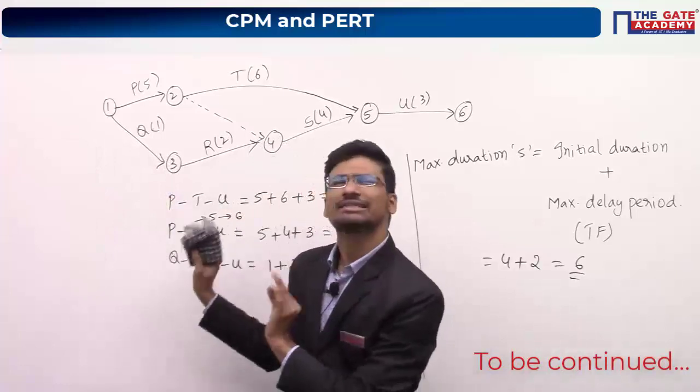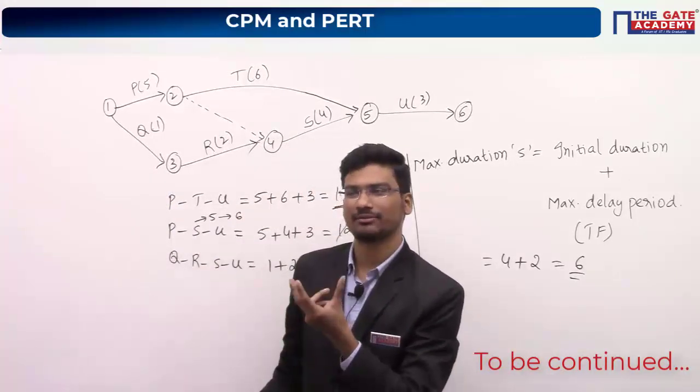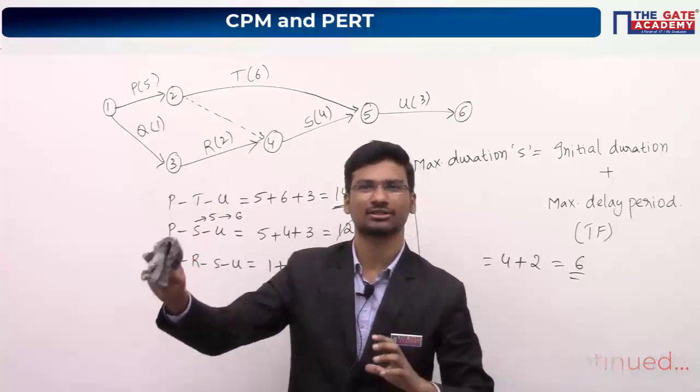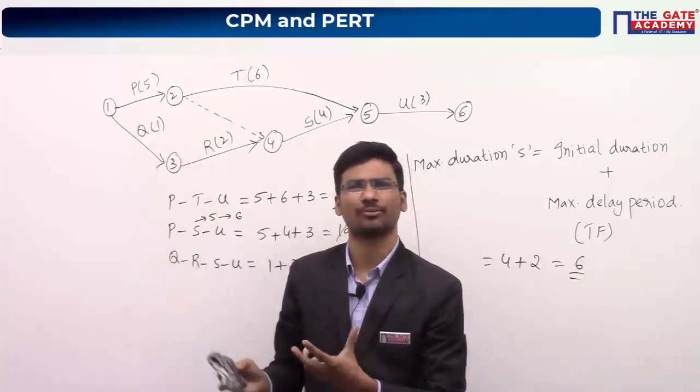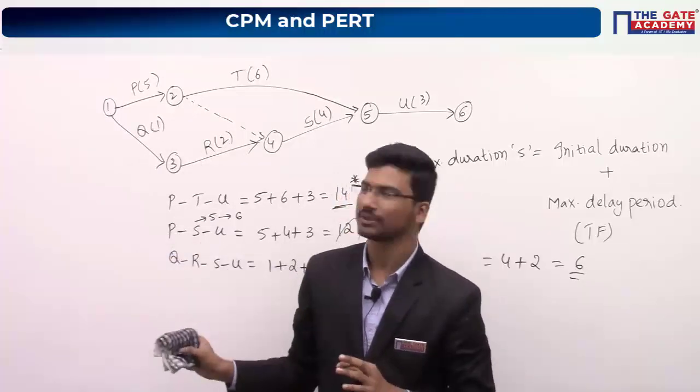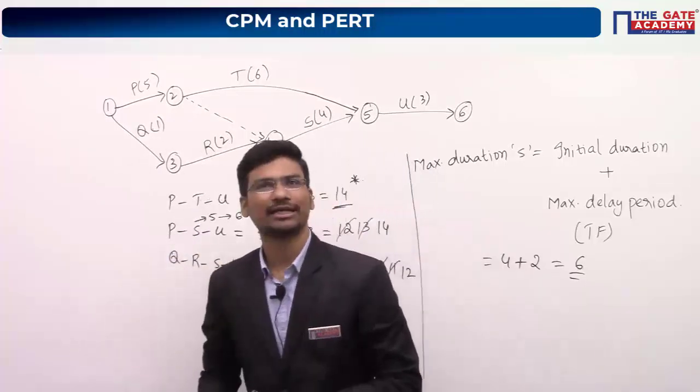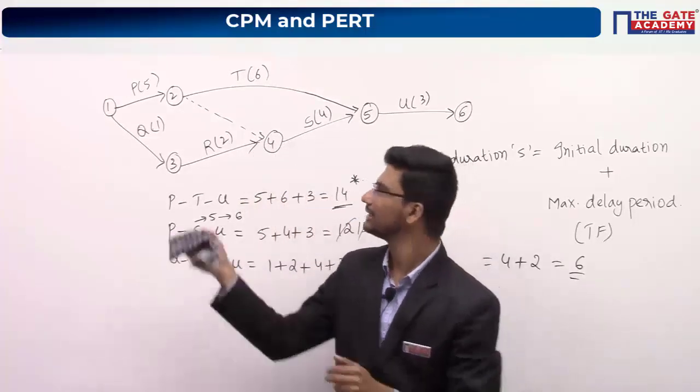So with this we are done with the CPM part. Only one topic is left in CPM, which we will discuss after completing PERT, because to understand that one you need some knowledge about PERT networks also. So we are done with CPM. Now we are starting with PERT networks. You can keep the heading: next topic, PERT networks.